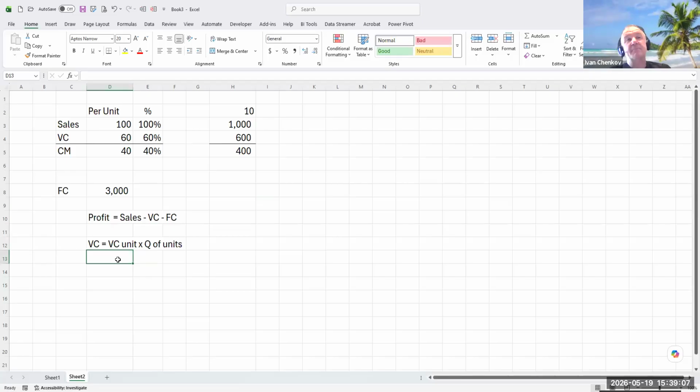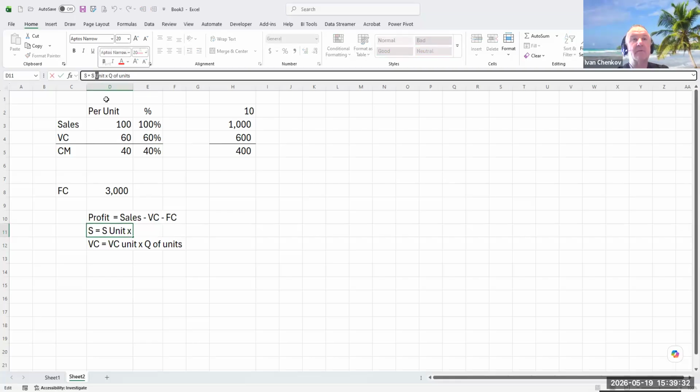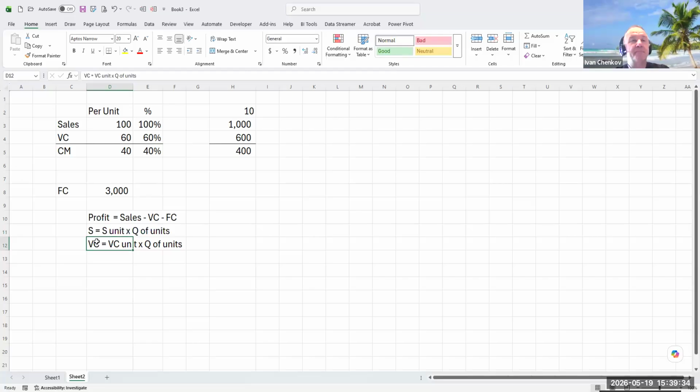Well, the same is applicable to sales. My sales are always going to be equal to the sales price per unit times the quantity of units that I'm selling. But we already know that sales minus variable cost is contribution margin. Do we?